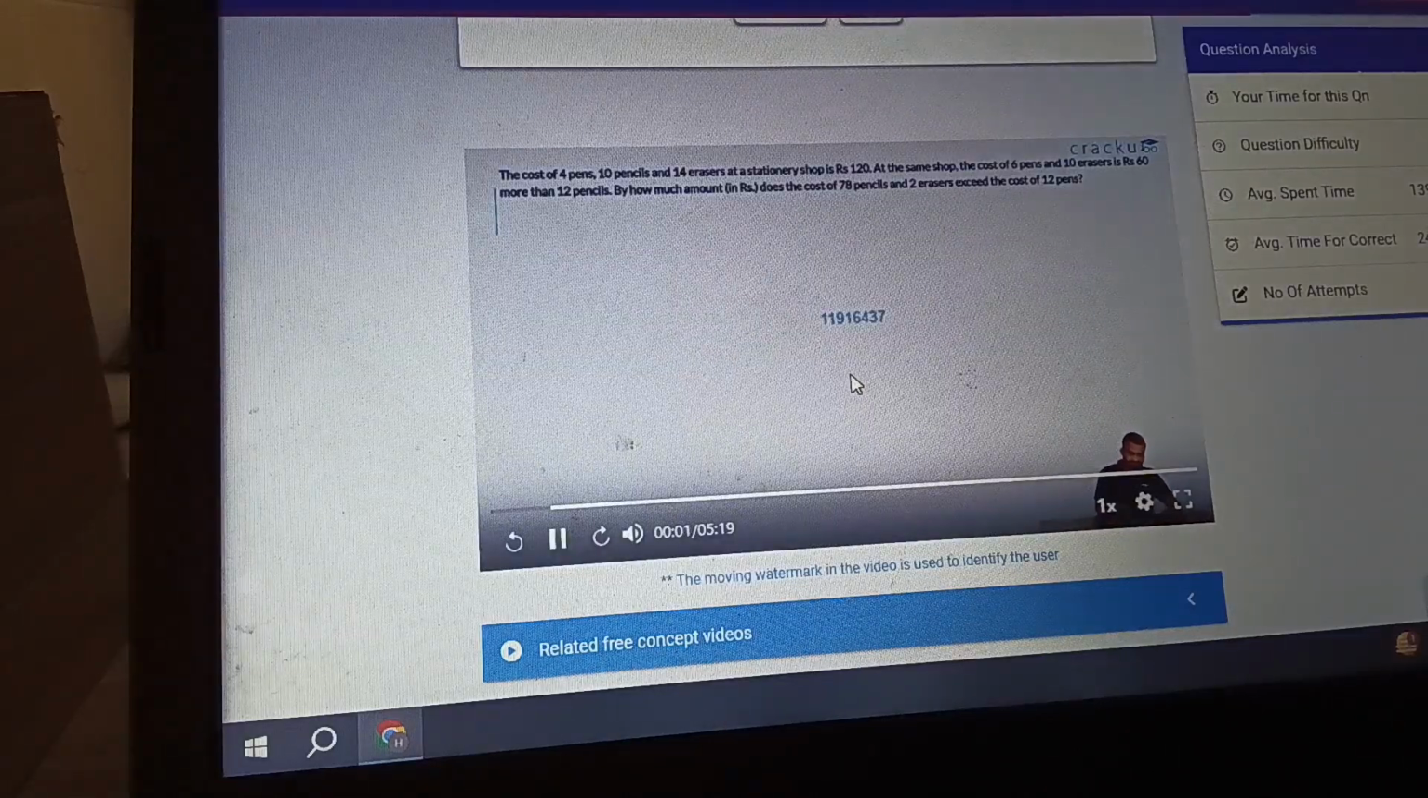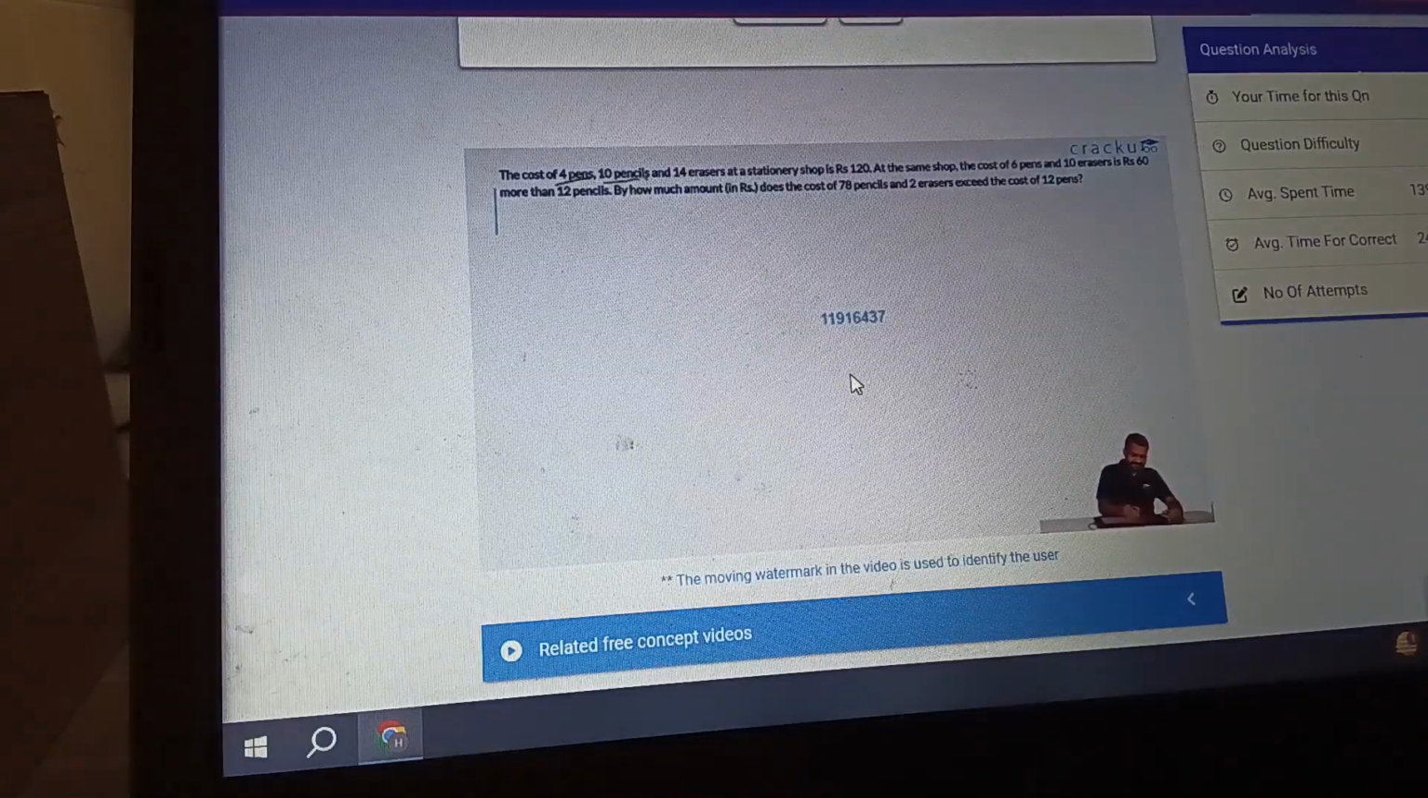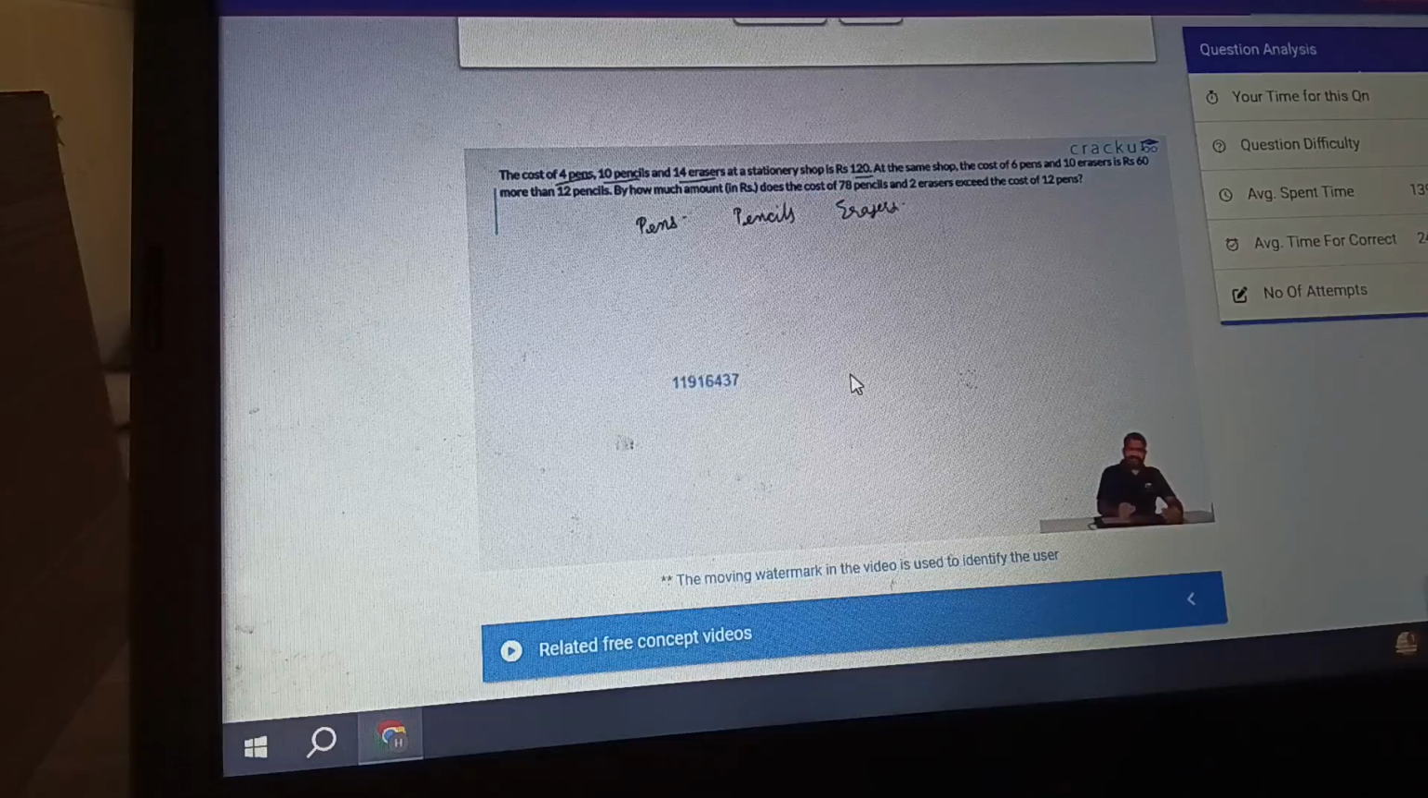In this question, we are told that the cost of 4 pens, 10 pencils, and 14 erasers at a stationery shop is 120. So you have pens, you have pencils, and you have erasers. Let us assume that the cost of a pen is A, the cost of a pencil is B, and the cost of an eraser is C. We are told that 4A plus 10B plus 14C is equal to 120. This is the first equation.